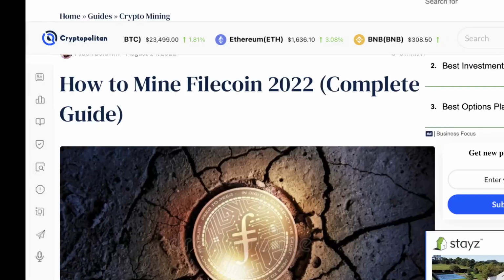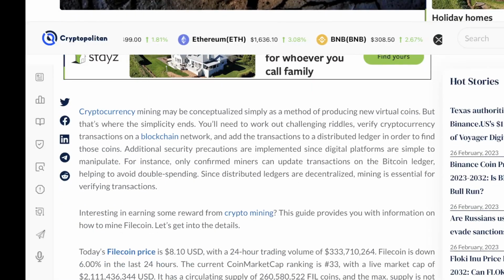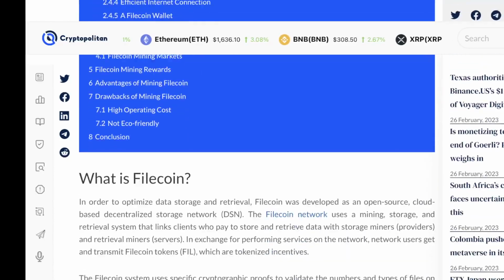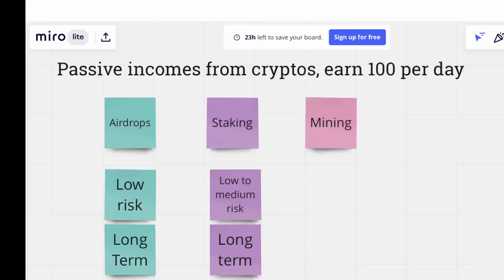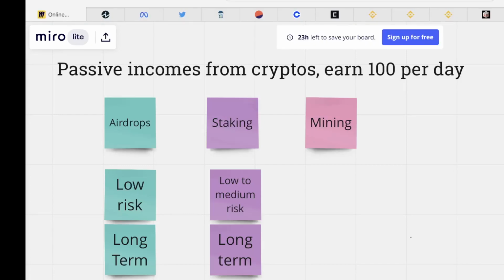That's another article I found on Filecoin mining. So for mining, it is also low risk, but you need to hold this for the long term.